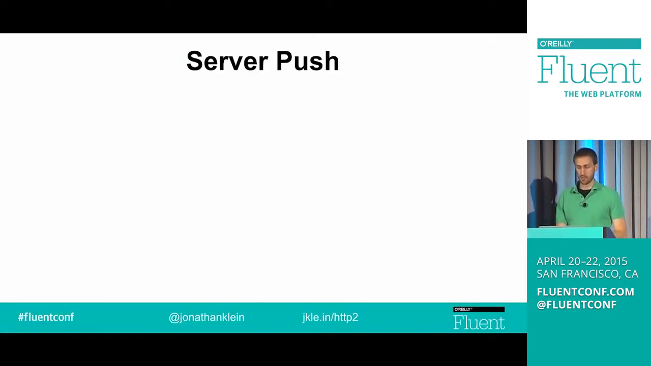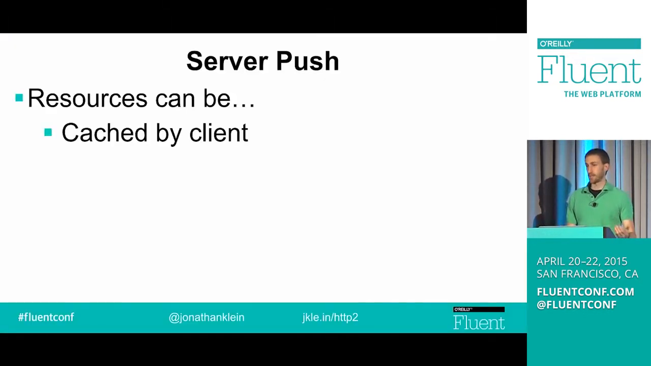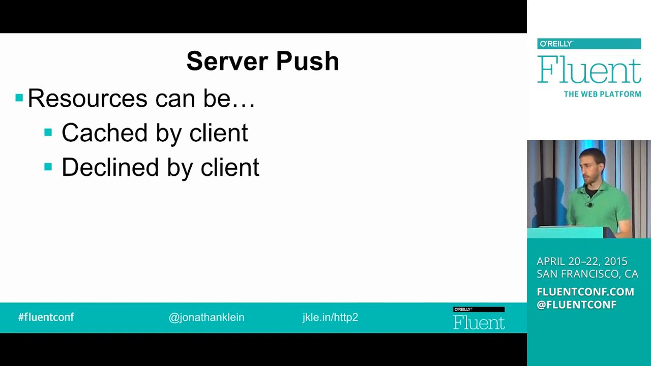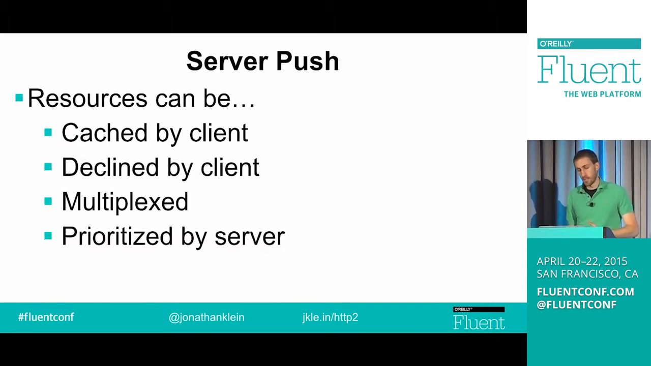So what are those benefits? You look at server push. These resources can be cached by the client because they're unique requests. They can also be declined by the client. So the client can say, you've tried to push this to me, but I actually don't want it. They can be multiplexed across that same connection, like everything else in H2. They can also be prioritized with that request prioritization we talked about briefly.